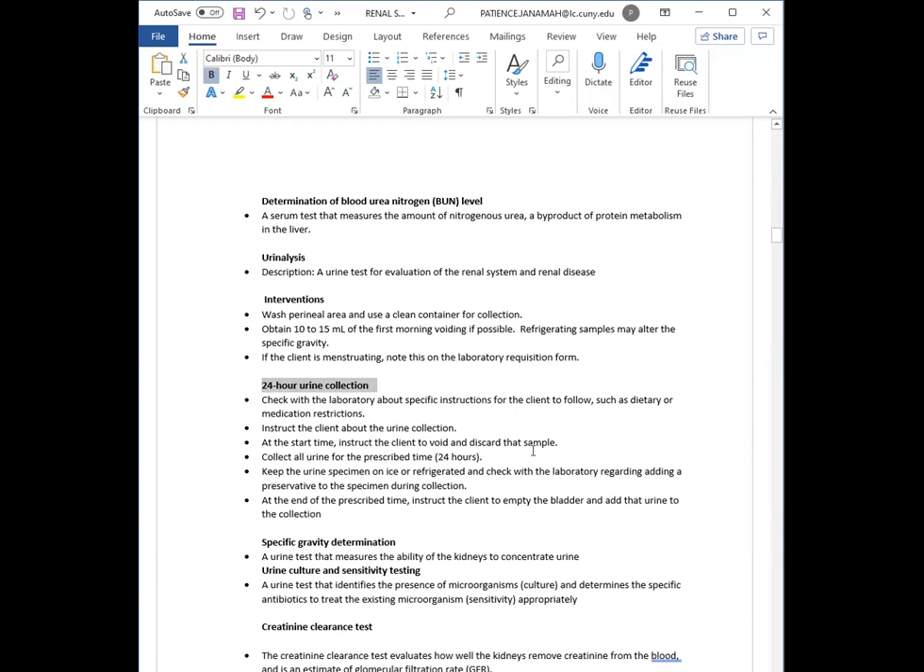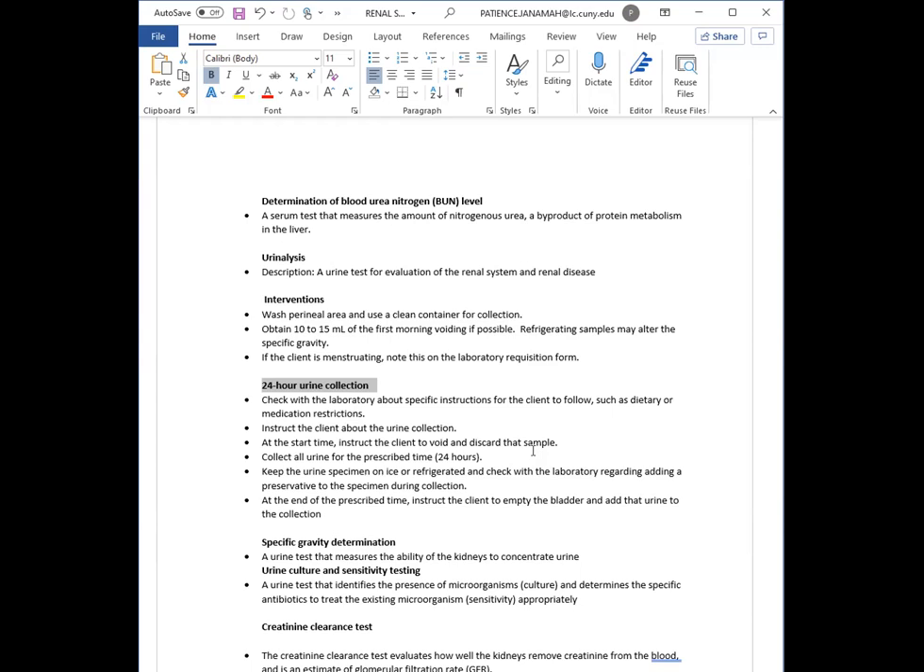This is the procedure. You have to check about specific instructions for the client, such as the diet and the medication. So if the client tells you, I take isoniazid, you know that is going to change the urine color. So you don't need to be scared. If the client tells you, I take antibiotic, you're going to understand. So we have some medications that will change the color of the urine. You want to advise the patient.